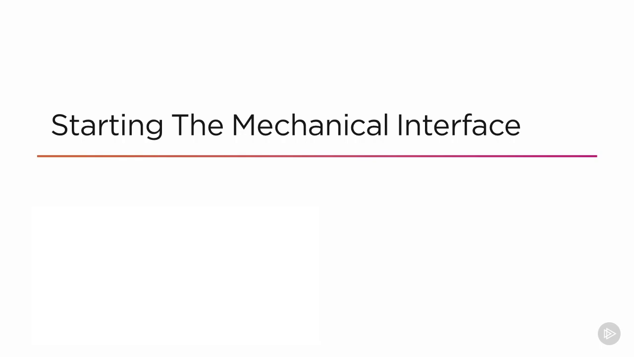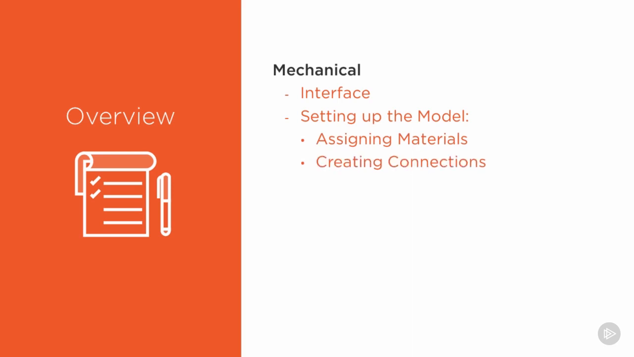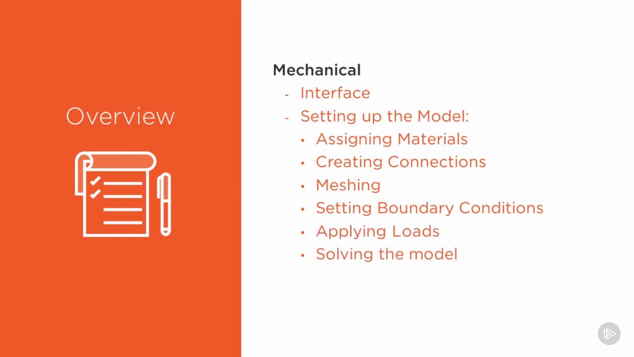So let's begin the third part of this course, where we will start the mechanical interface in order to set up and solve our model we just created. We will start up mechanical, and then we'll briefly go over the interface, and then guide you through setting up the model, which includes assigning materials, creating connections, meshing, setting up the boundary conditions, and applying the loads, and then finally solving the model. By the end of this module, you will understand the process for setting up the analysis and will be able to use the same tools for any other model you may create on your own.